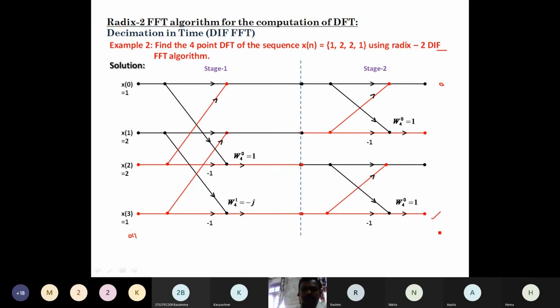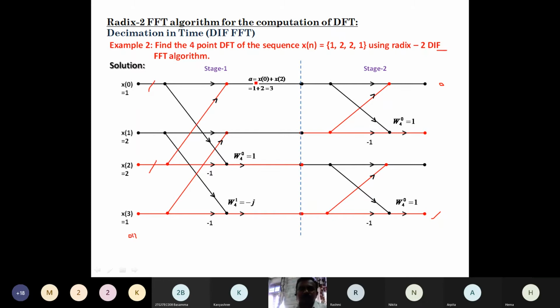Now let us calculate the stage 1 line values and how the connections are. In the 4-point stage, the first line is connected with the third line, and the second line with the fourth. In the 2-point stage, the first line is with the second line and the second line with the first line. There is a cross connection. Go for the first stage, first line output. Let me consider that as A. So A equals the lines that are connected: the x0 line and the x2 line. First line and third line are connected together.